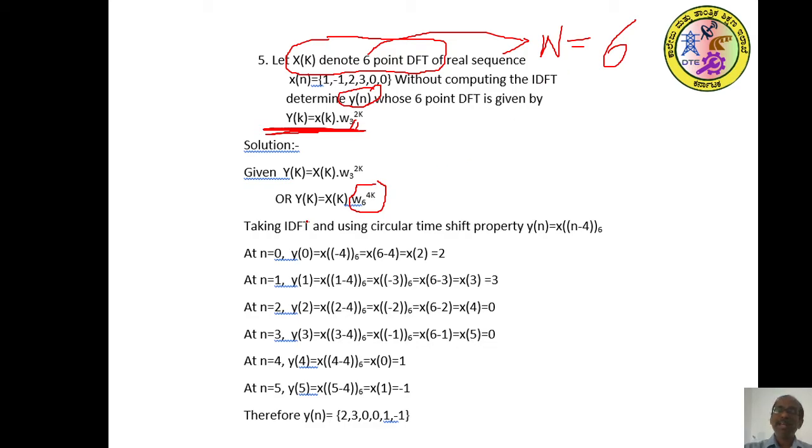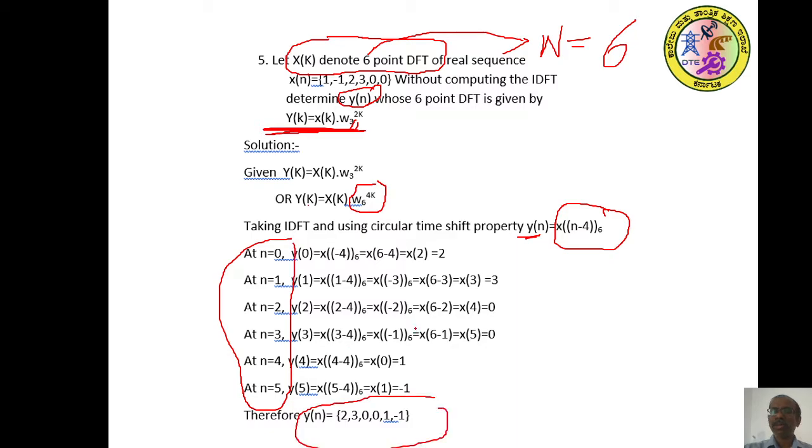Now apply IDFT on both sides. Y(k) will have an IDFT y(n). It is multiplication by an exponential in the frequency domain. Therefore, shifting happens. Very simple. Substitute different values of n from 0 to 5. You get the answer y(n). This substitution and calculation work I am leaving to you. It's very simple. You can do almost all the problems. This is the procedure.